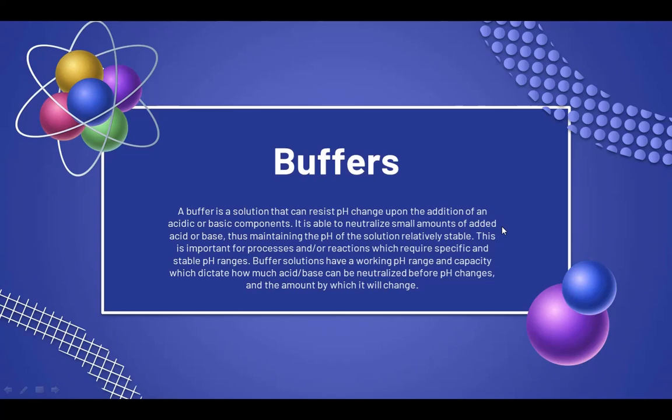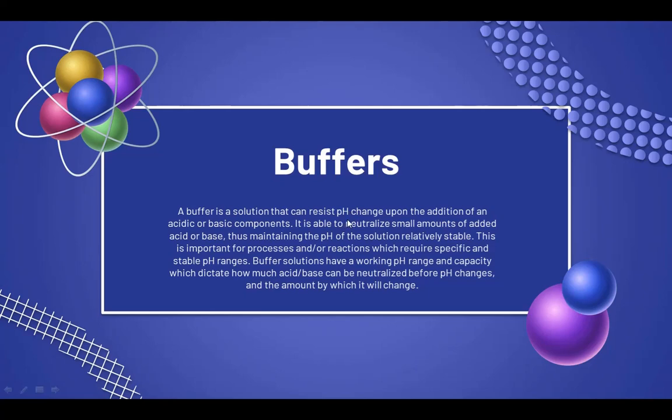So it has a working pH range and capacity, meaning it is limited. If a body has too much acidic components, it will tip the balance and can cause major problems, and no more buffering action towards the weak acid is possible.